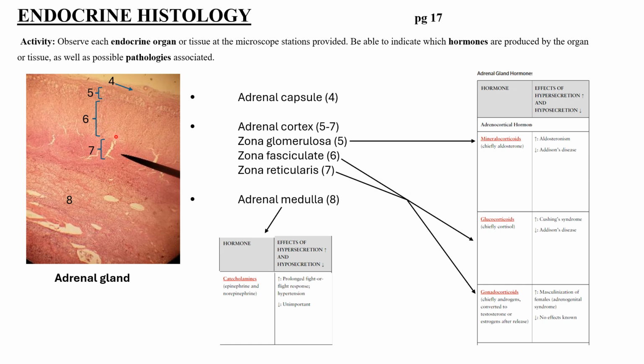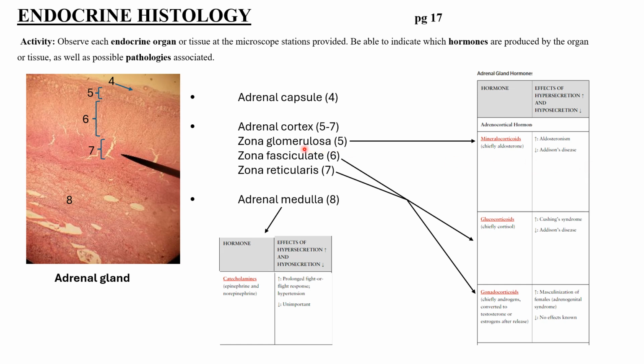All three of these zones have different secretions. And then this labeled number 8 inside the cortex is the medulla. Medulla has different secretion. Now, this layer 5 or the zona glomerulosa secretes mineralocorticoids. The hormones are known as mineralocorticoids, and the primary mineralocorticoid is aldosterone. And if there is too much secretion of mineralocorticoids by this zone, it is known as aldosteronism. And if there is too little, we have a disease known as Addison's disease.